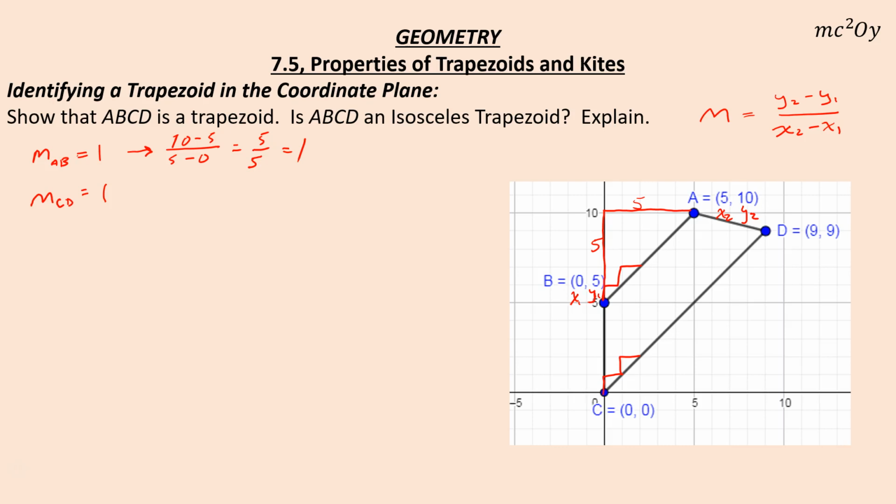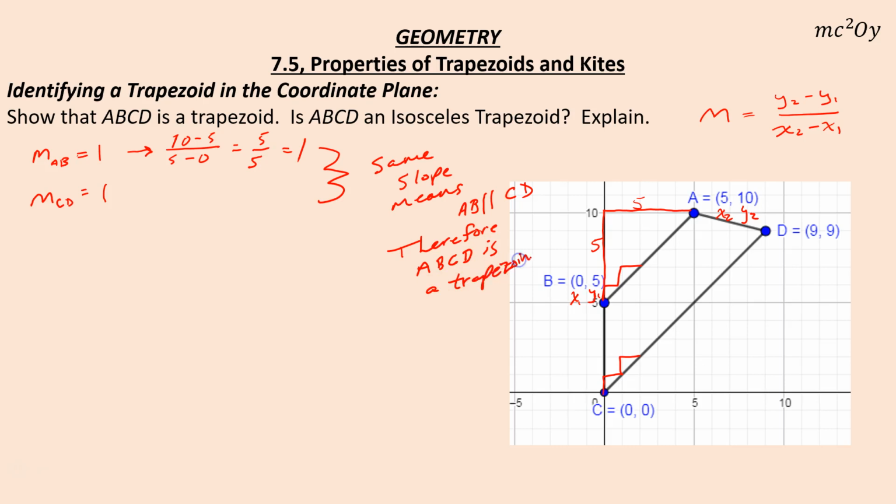The next thing I need to do is figure out length. The reason is because I've shown it's a trapezoid. Well, I need to actually put a qualifying statement on there. Same slope means AB is parallel to CD. Therefore, ABCD is a trapezoid, because one set of parallel sides. We obviously know the other two aren't parallel.